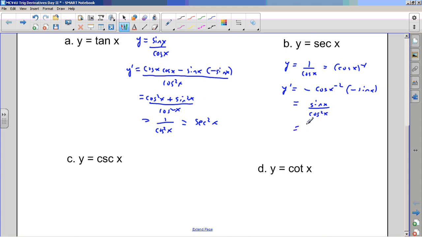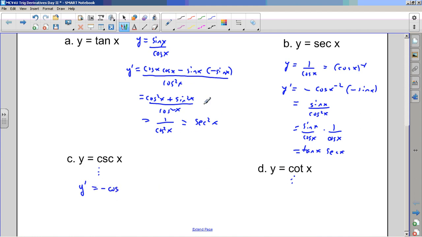But let me split this up, because I can see I can simplify this a little bit more too. You see how I have sine x over cos x? Well, that's tan. 1 over cos x is secant x. So the derivative of secant x is tan x secant x. And the other ones are similar. You should practice them. Practice your quotient rules, etc. But you should get these rules.